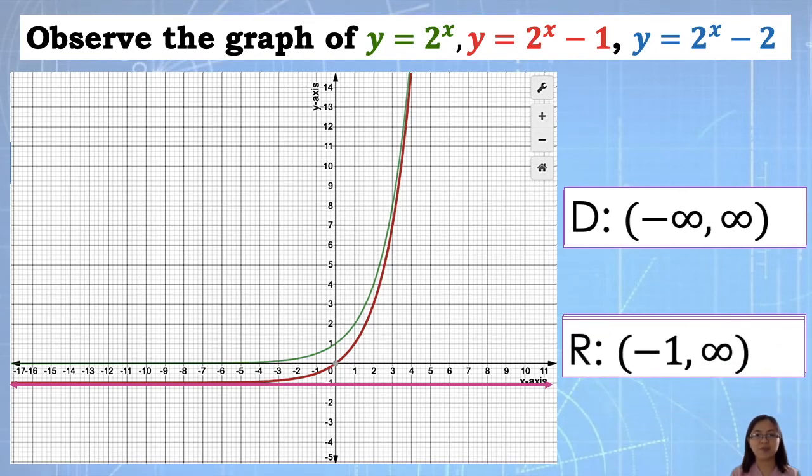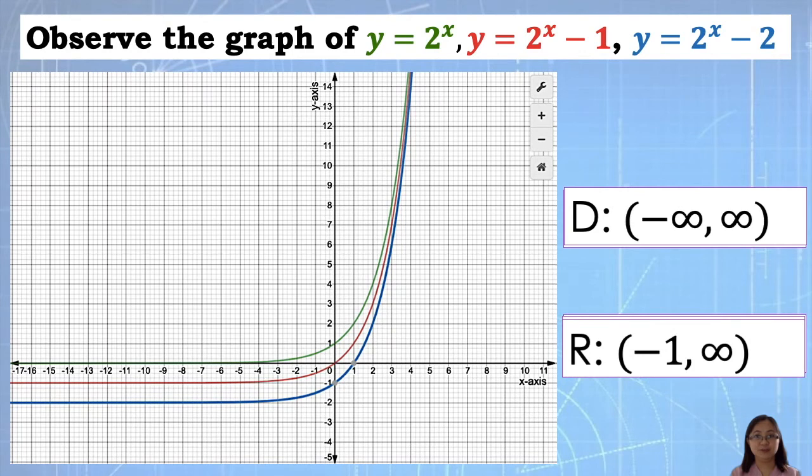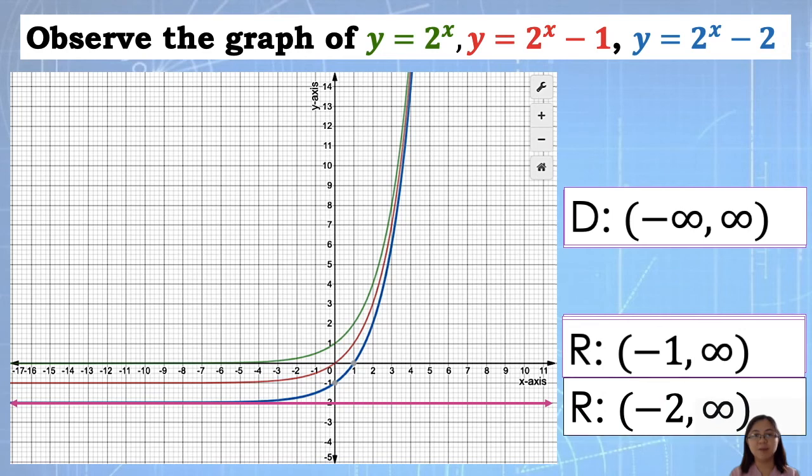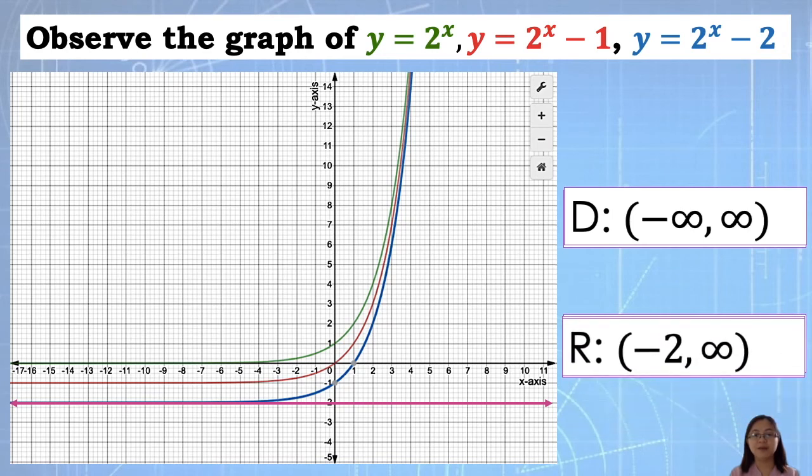Let's have one more. We have y = 2^x - 2. Shifted downward again. And still, the domain is the same, but the range has changed. As it approaches negative 2, it stopped going down. So we could say that the range is from negative 2 to positive infinity. Let's have more examples.